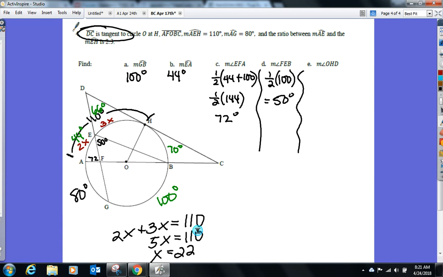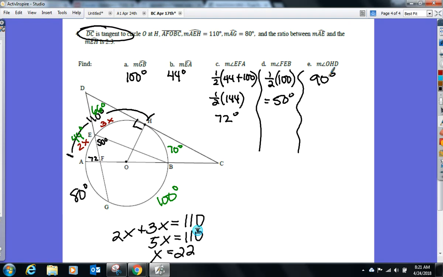DC's tangent, right? And what is OH? Radius. What happened yesterday when I drew a radius to the point of tangency? It was perpendicular, which forms a? There it is. 90 degrees.